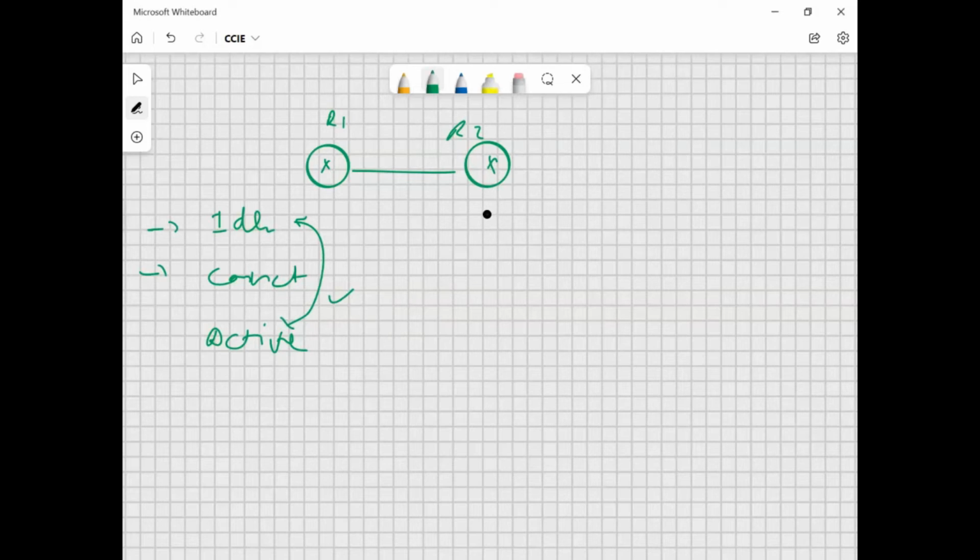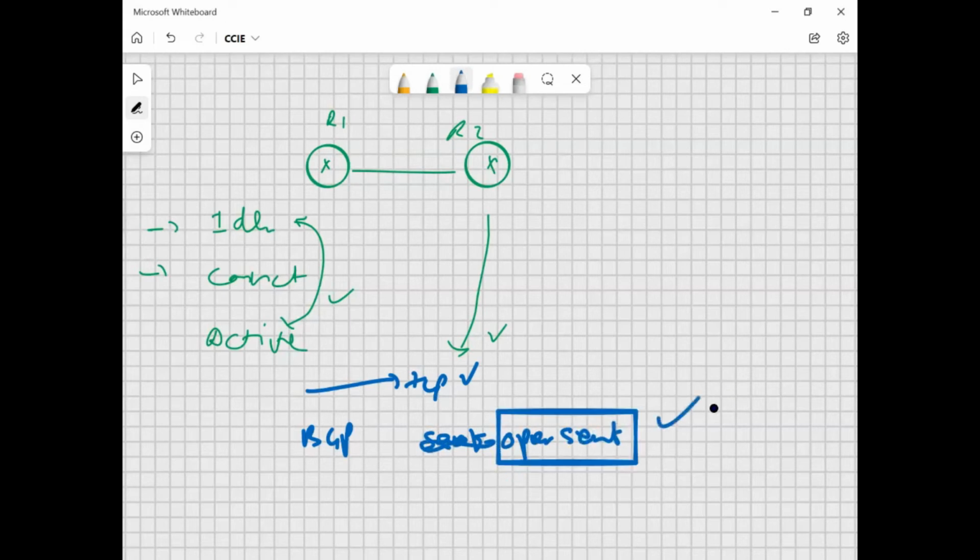But let us say if on R2 we do all of the configuration, the TCP connection will be done, and this time your BGP will start. So far it was only TCP, right? But now your BGP will start, and it will say that, okay, now BGP can send something that is known as open sent. BGP can send the open message over here. So the next state that is going to happen is open sent.